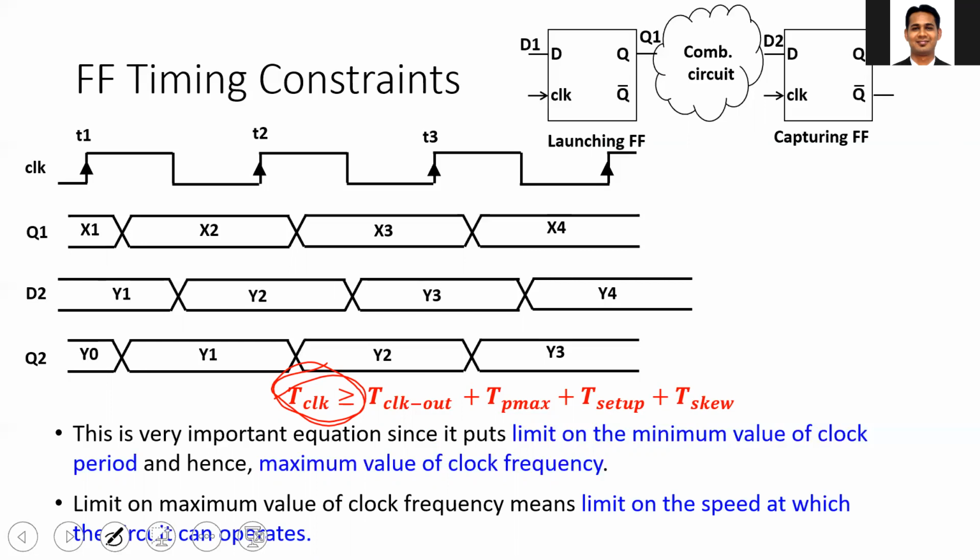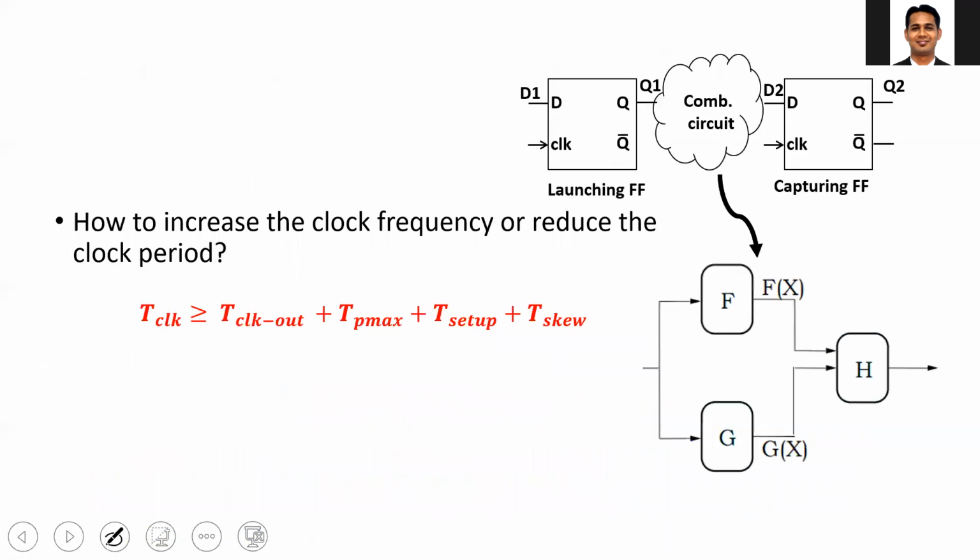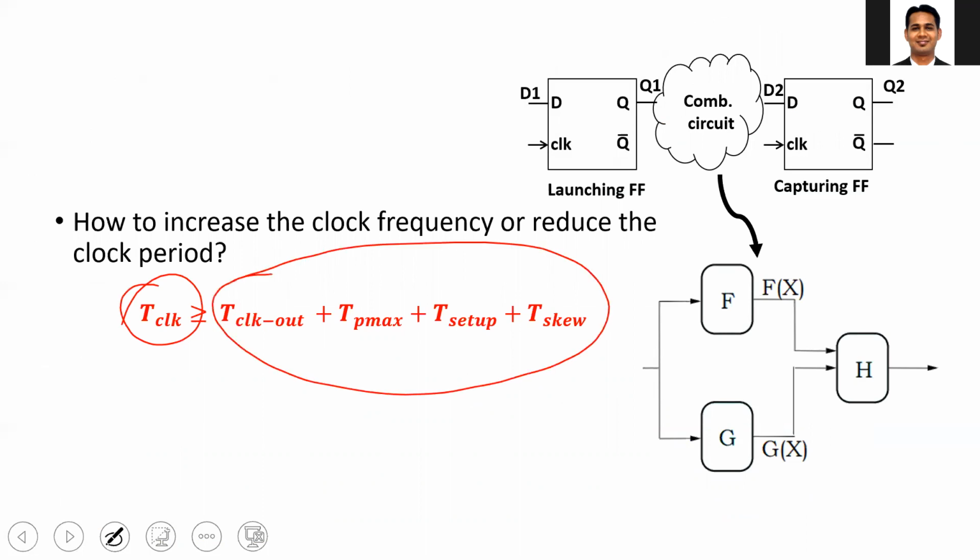So ideally you want your circuit to operate at a maximum clock frequency, but this setup time requirement and the propagation delay of the combinational circuit are putting limits on the maximum speed at which your circuit can operate. So our aim is to increase the clock frequency, or reduce this one. So that means we want to somehow minimize this one.